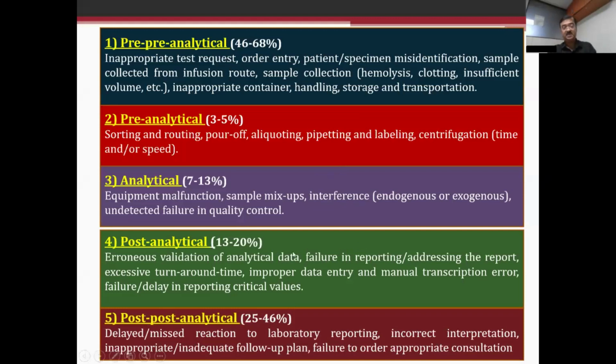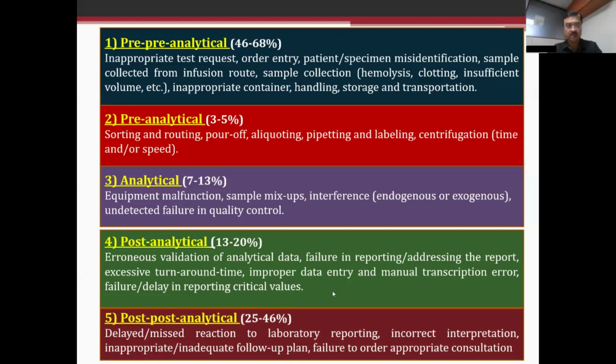Post-analytical errors include erroneous data entry, failing to report or address the report, excessive turnaround time and delay in reporting critical values. Now you may question me, how does that become an error? Unfortunately, a delay in reporting critical values, in my opinion, is an error.